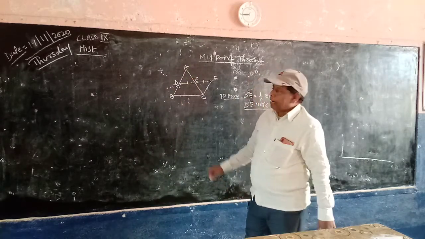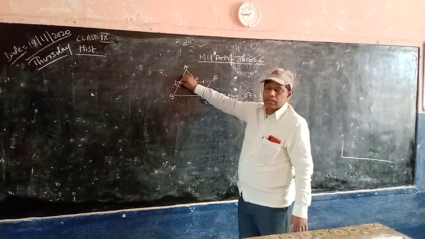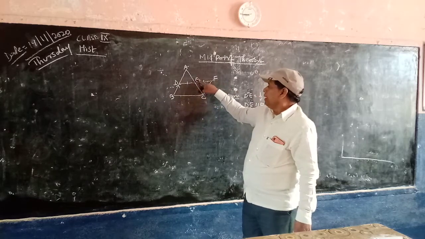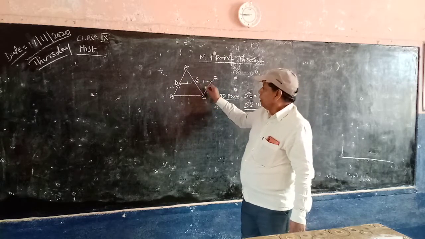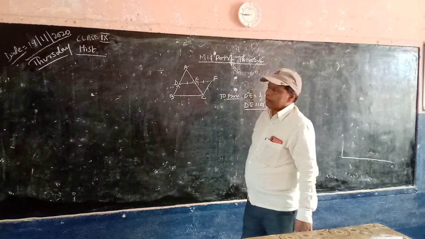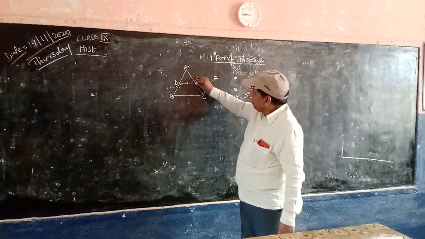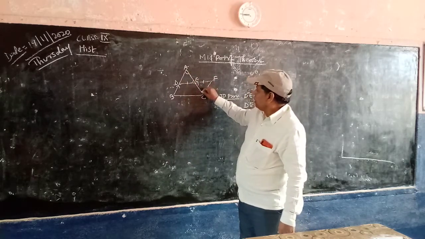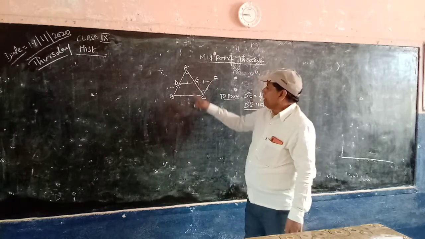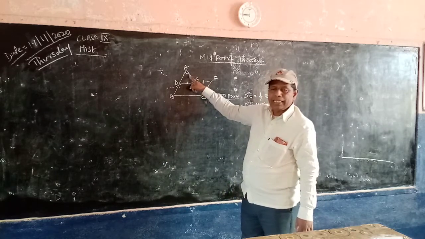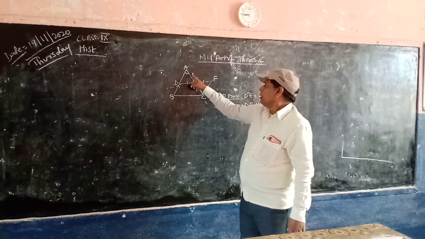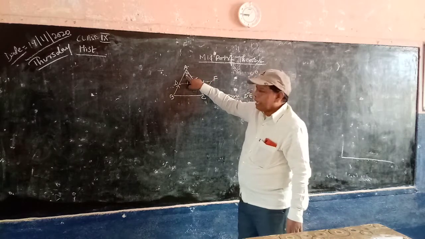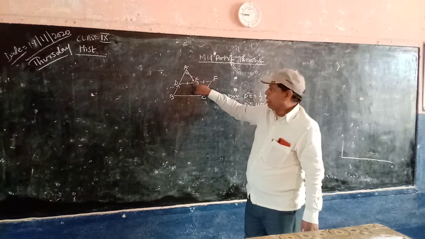First, in triangle AED and triangle FEC, the angles are vertically opposite. AE equal to EC, and this angle is equal to this angle, alternate angles. The triangles are congruent by AAS, angle, side, angle.